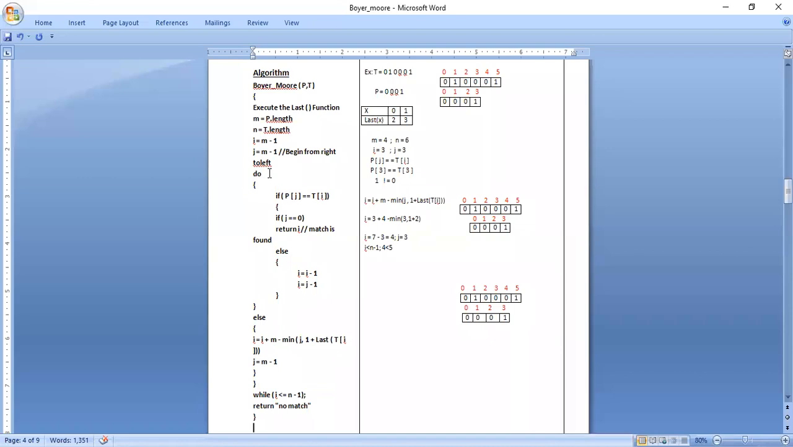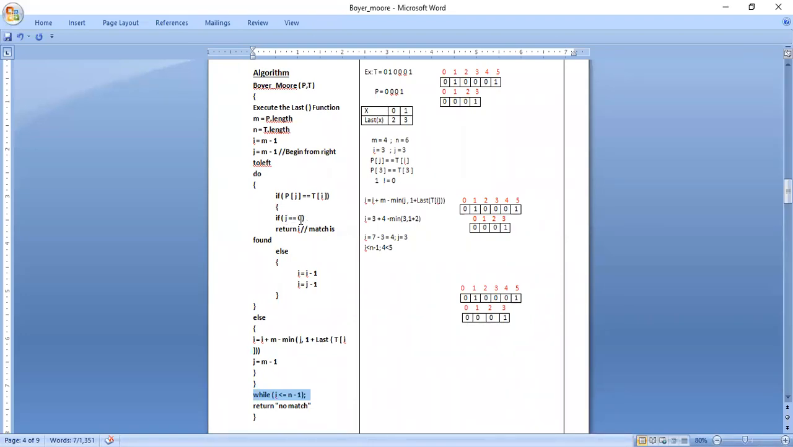Again in the algorithm we are using a do-while loop. So first we perform all the steps in the do section, then at the end we check the while condition. We check both arrays, the pattern array and the text array, and look at each character to see whether they match or not. If they are matching, in the second if condition we check for j also.